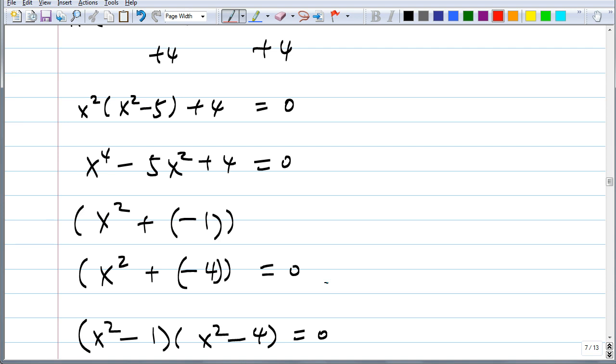James, what do I get? I mean, yeah. No, x squared minus 1. How do we factor x squared minus 1? Isn't that difference of two squares? Yeah, x minus 1 times x plus 1.